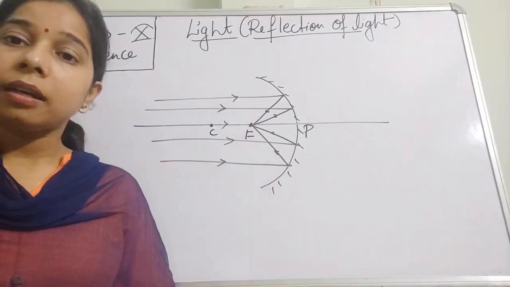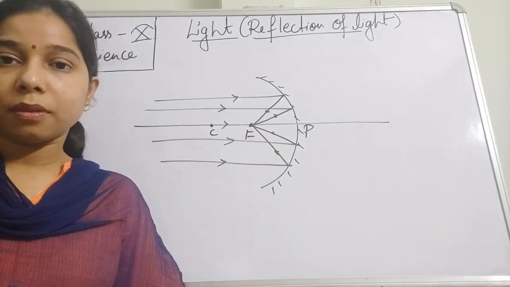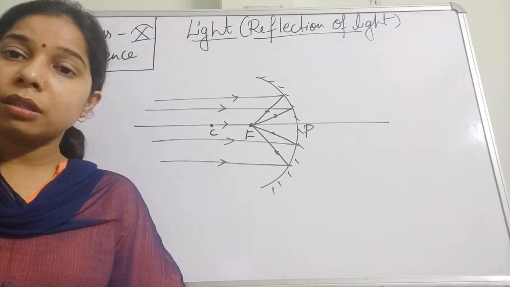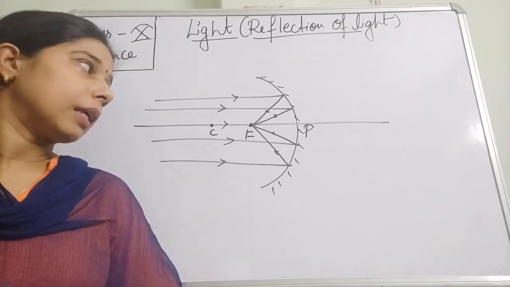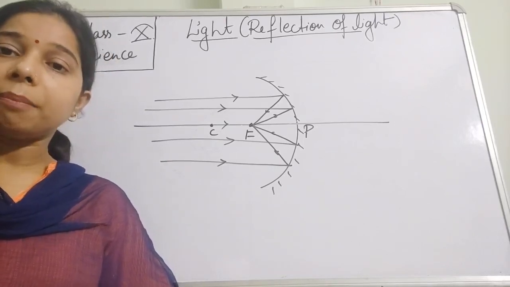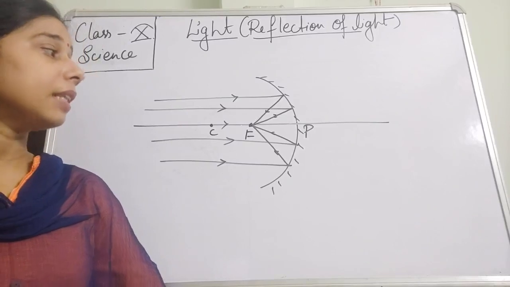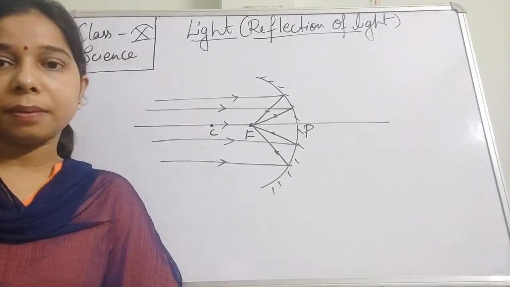And this is the principal focus. Principal focus is formed when a beam of light falls on the concave mirror and gets reflected back, converges and meets at a point. Because of this nature only, this mirror is also called a converging mirror.